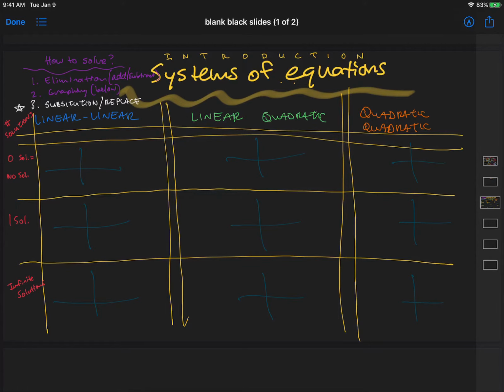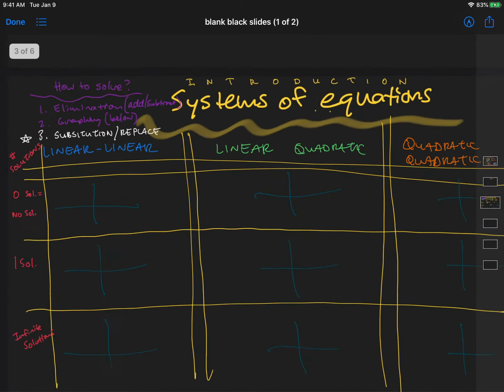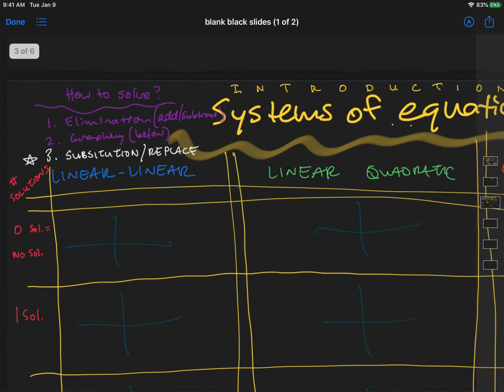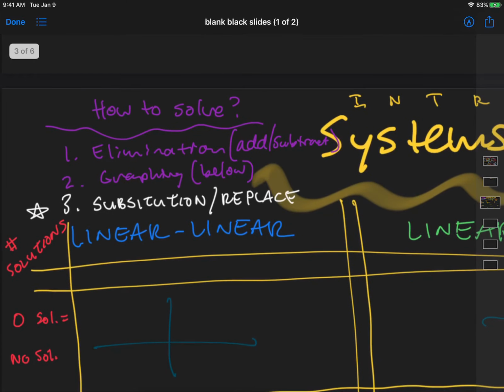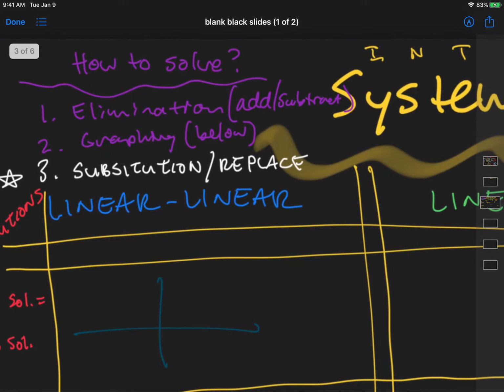Hey math students, got a little puzzle here for you. This is the introduction of solving systems. And just as a quick reminder, how did you solve linear systems? You did it by elimination, graphing, and we're going to do substitution and replace.